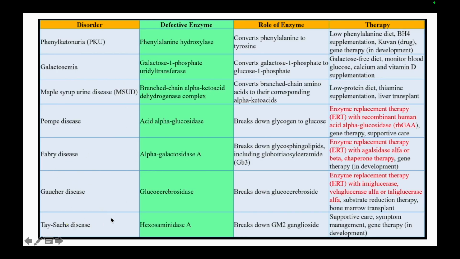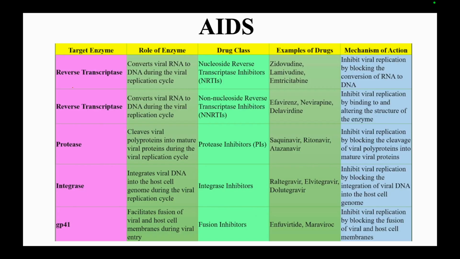Then we have different metabolic diseases like Gaucher's disease and Tay-Sachs disease. These are the different metabolic diseases, and these are the defective enzymes which are not functioning, or maybe there is some problem at the genetic level, which can lead to these metabolic disorders.